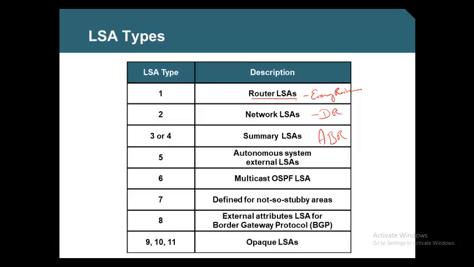Because the ABR is the place where, if you do summarization, you will do it. I repeat. If you want to do summarization, where will you do the summary? Only on the border. That is the summarization point. These LSAs originate from that router where you may do summarization. That is why it is summary LSA. If you have done summarization, then it is going to be a truly summary one. If not, it is just by name summary LSA, but in reality, it is going to be only detailed.